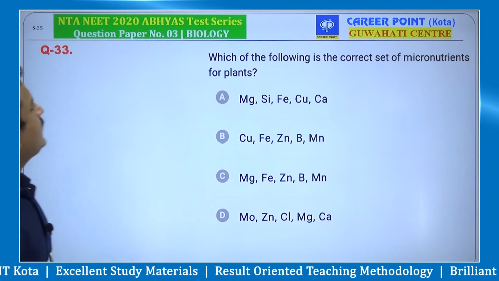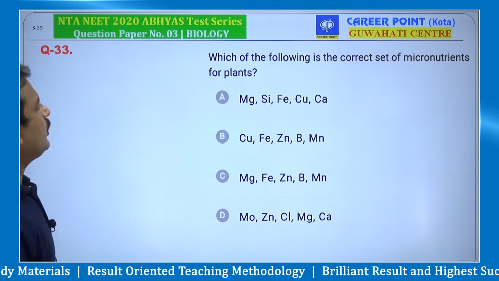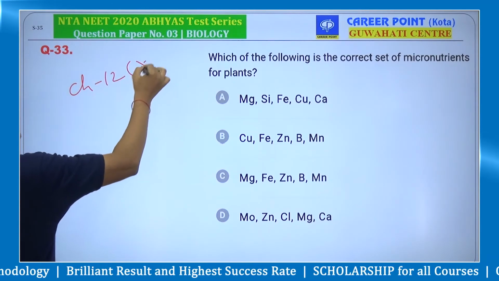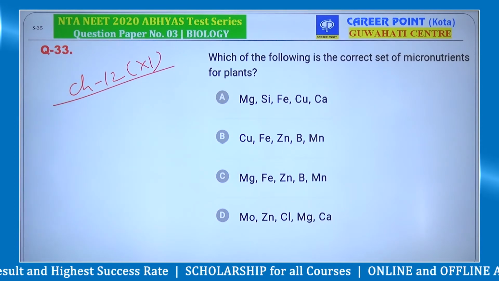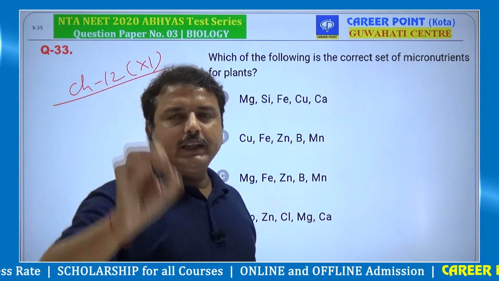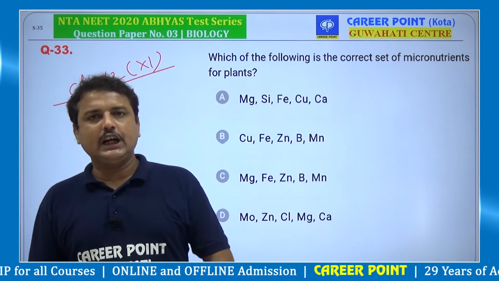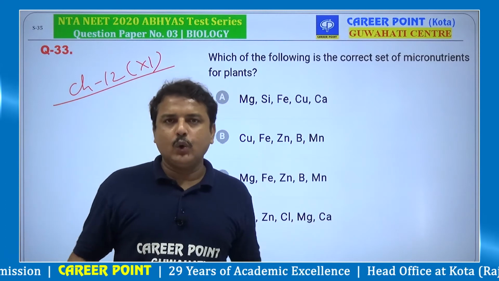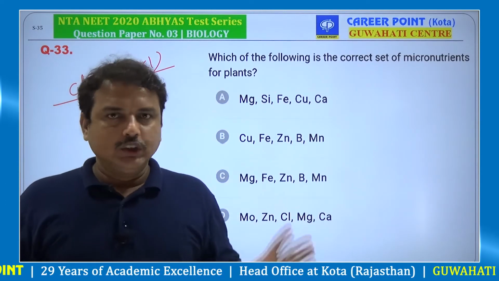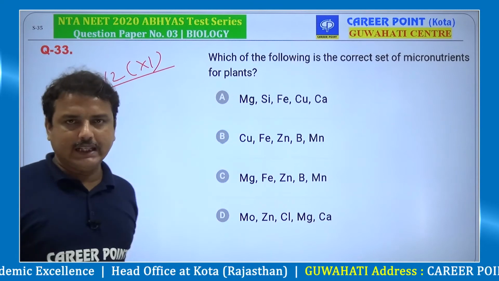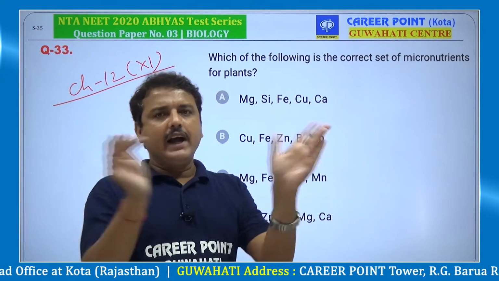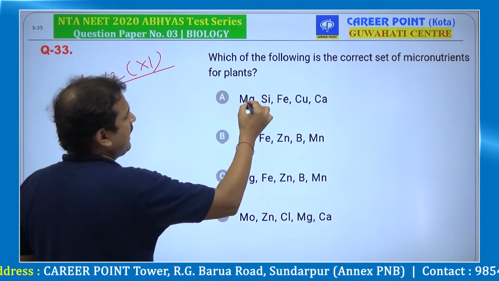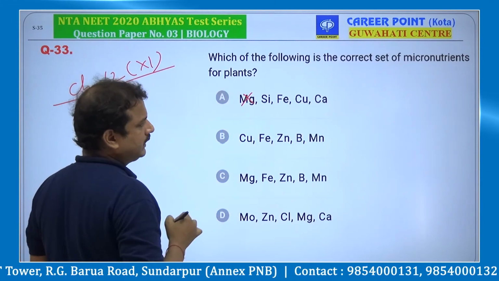Next. Which of the following is the correct set of micronutrients? So please remember, this is from chapter 12 of class 11, mineral nutrition. In that chapter it is mentioned that there are 17 elements which are considered to be macro and micro. Out of 17 elements, 9 are macro and 8 are micro. So here the question is asked about micronutrients. First of all you should learn that chart by heart, both macro and micro, but remember, magnesium is macro.